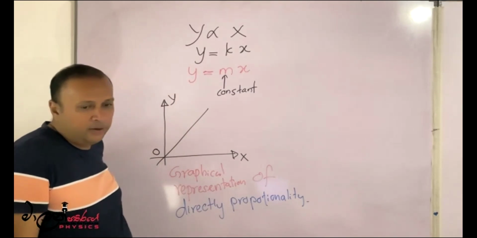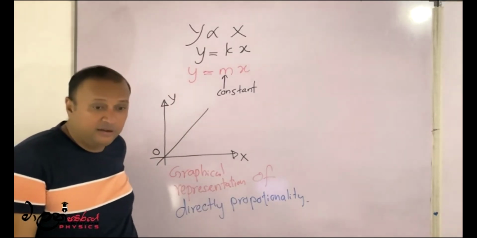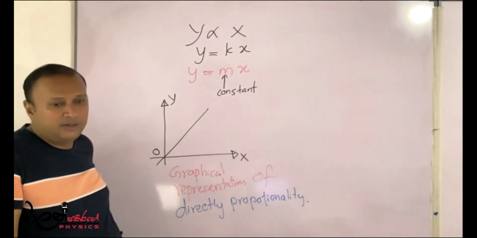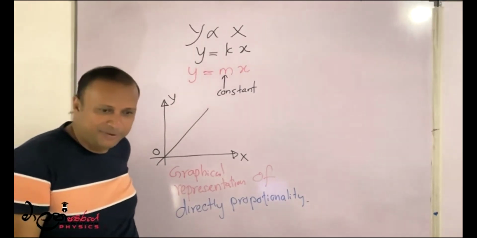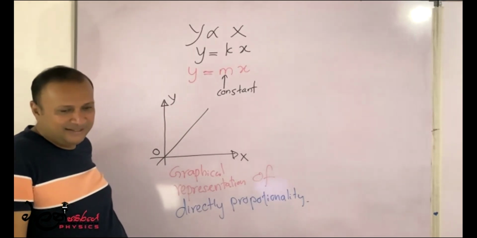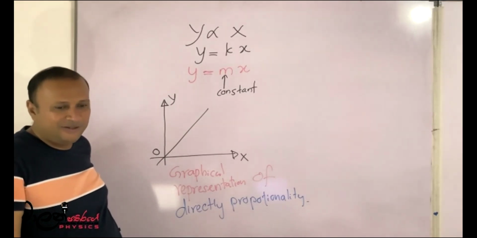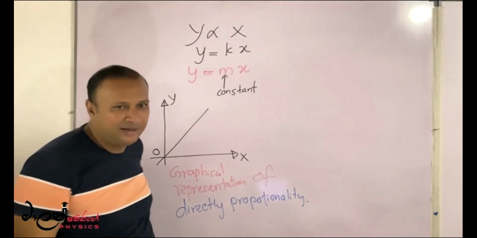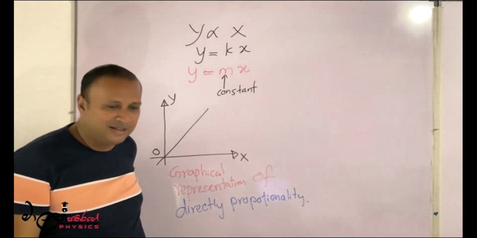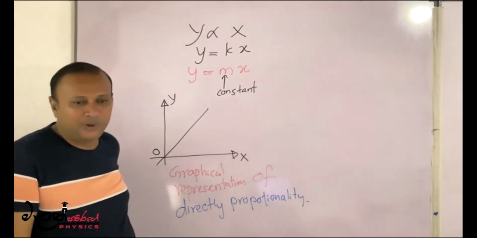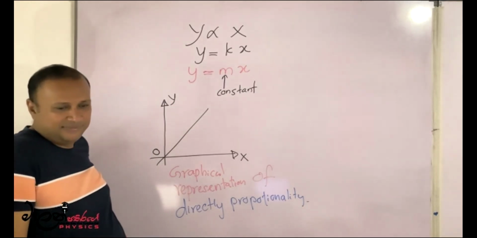V equal IR. We can get that V is directly proportional to I if R is a constant. When resistance is constant, then V is directly proportional to I.